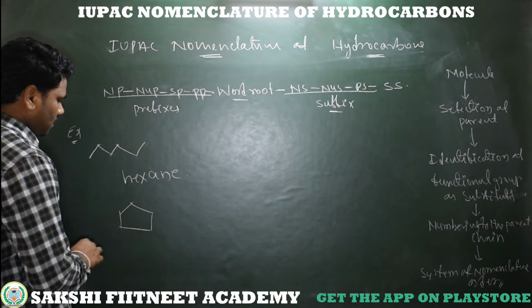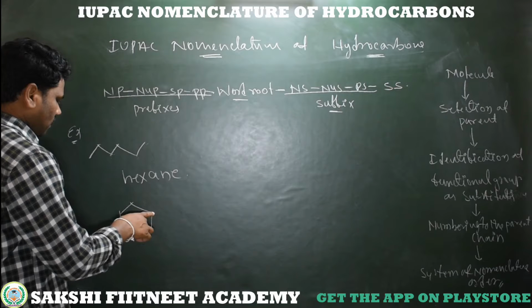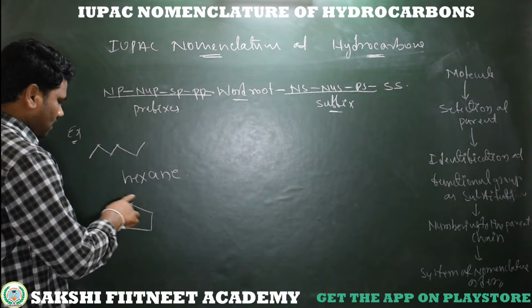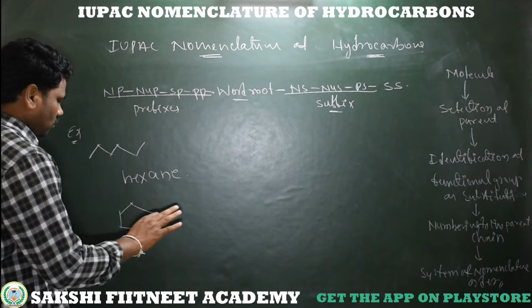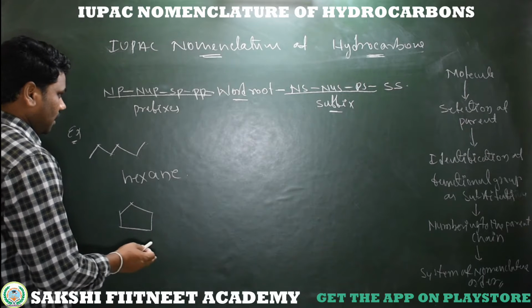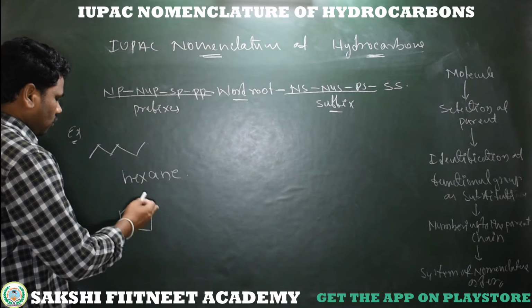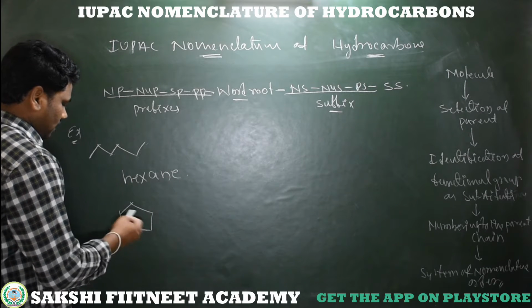This is a 5-membered cyclic ring, that is 1, 2, 3, 4, 5 carbons arranged in a cyclic manner. There are no double bonds, no triple bonds. Simply, what about the word root here? Word root is 5, that is pent.